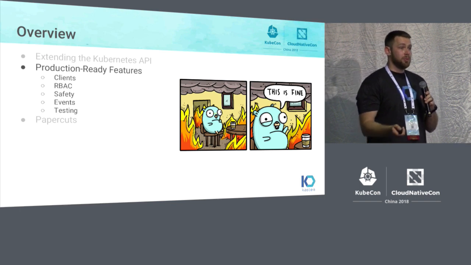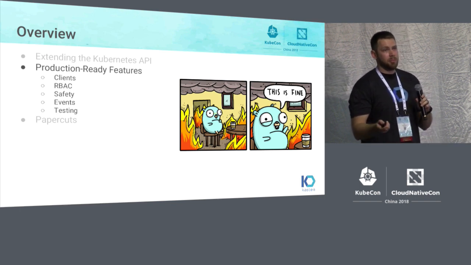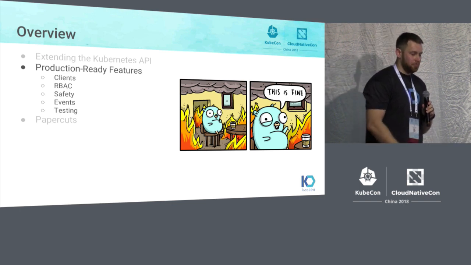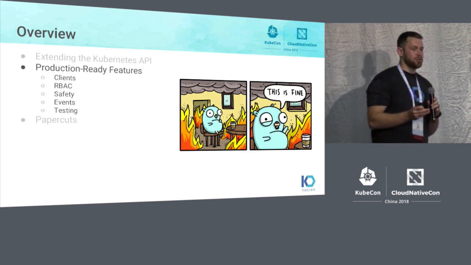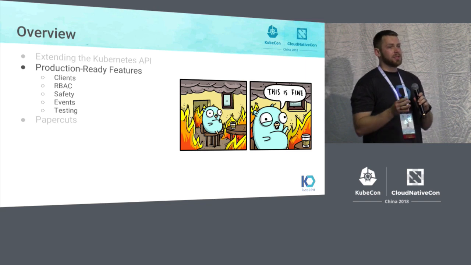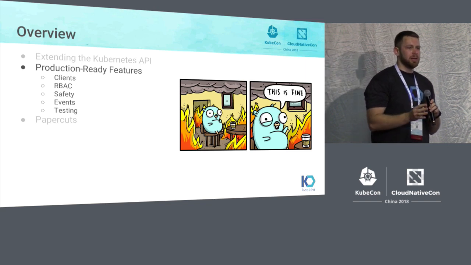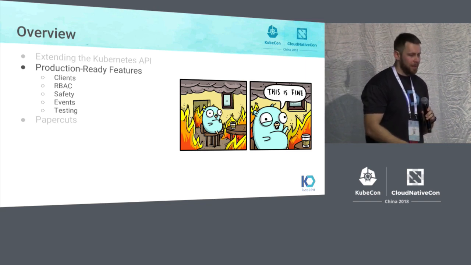RBAC. If you're in production, you need RBAC, period. Safety. It's not about safety. It's more like your operator should not harm your app. If it's not sure what to do, it should bail out. Do not break it. Events.